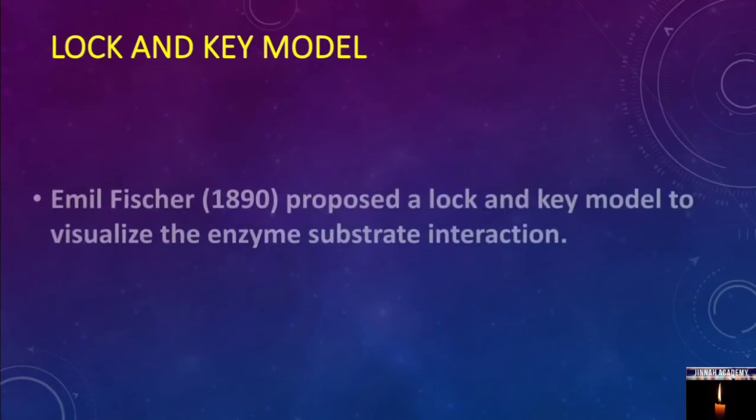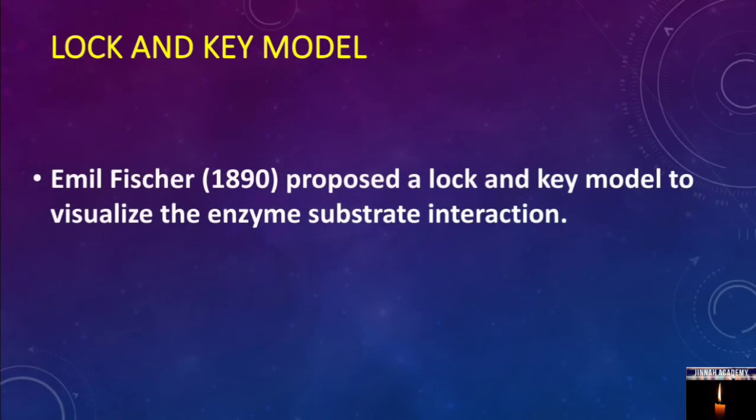First of all, we will learn who and when proposed this model. So the answer is that Emil Fischer in 1890 proposed this model. He proposed this model, known as the lock and key model, to visualize the interaction between an enzyme and a substrate.